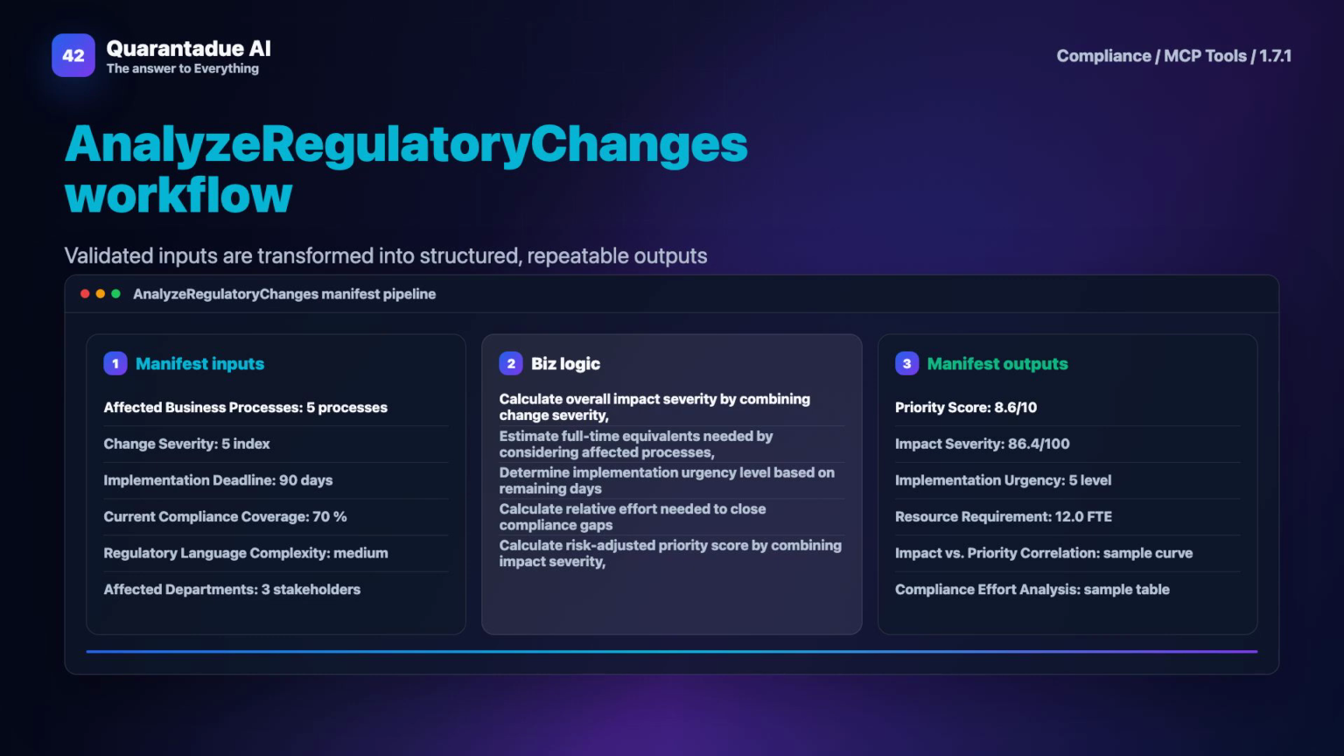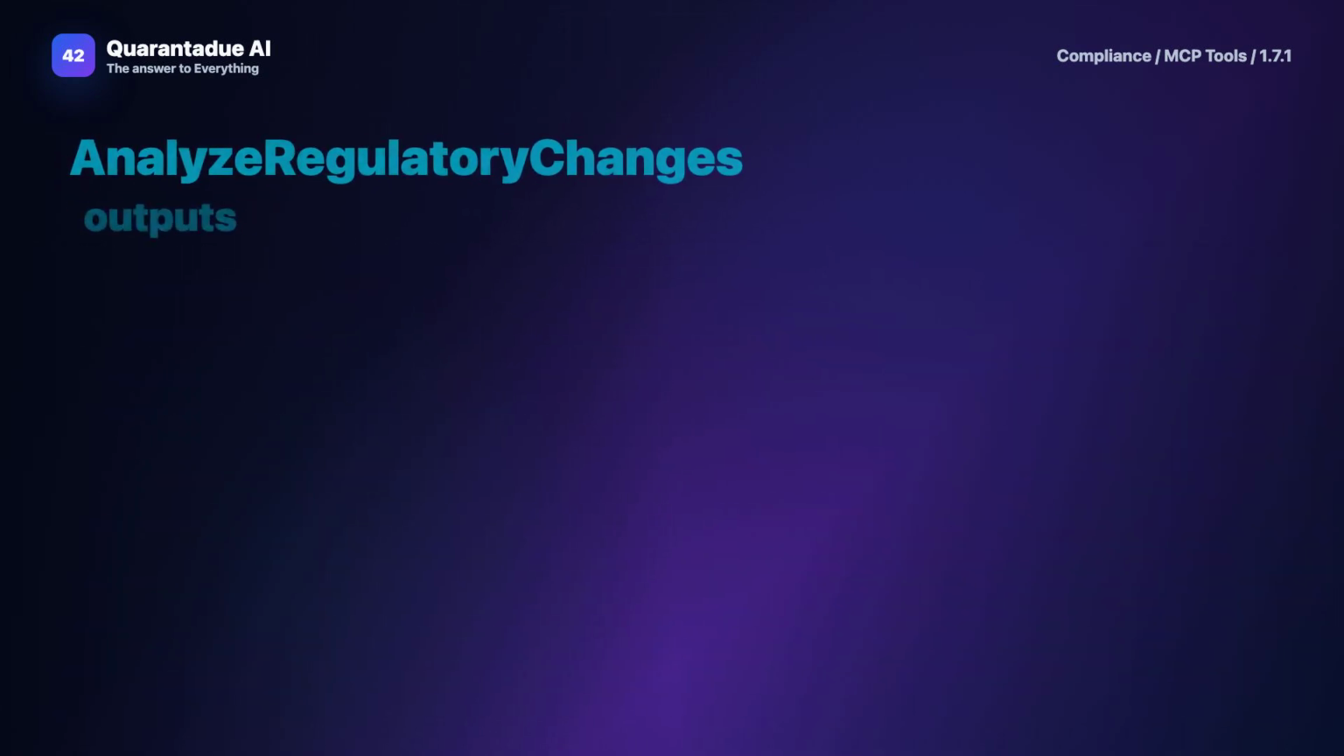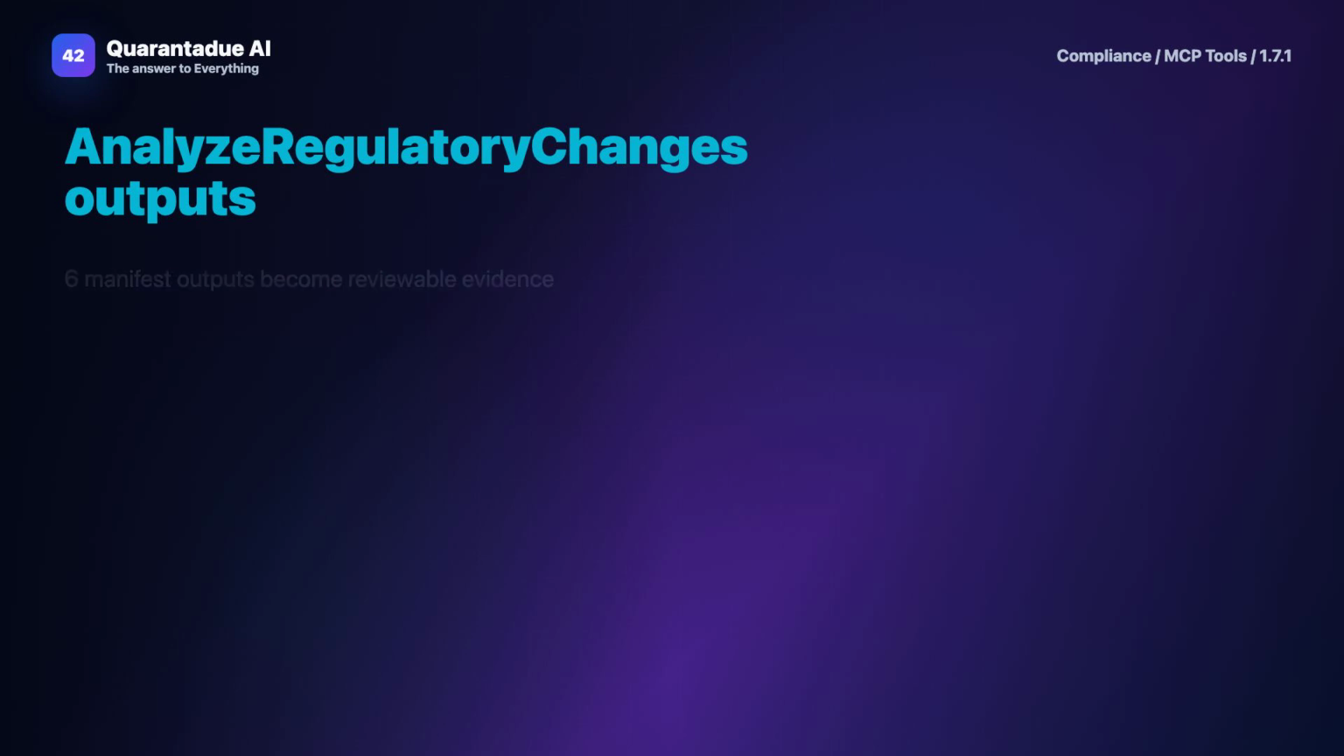Calculate relative effort needed to close compliance gaps by considering current coverage percentage, change severity, and number of affected processes. And calculate risk-adjusted priority score by combining impact severity, penalty risk exposure, and time pressure from implementation deadline. This keeps the process deterministic, reviewable, and aligned with how compliance teams actually make decisions.